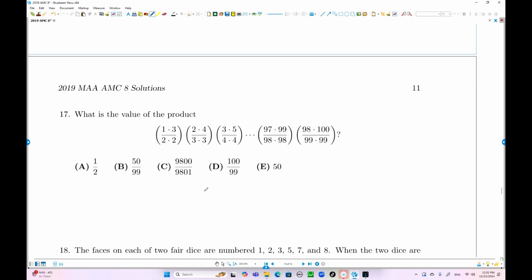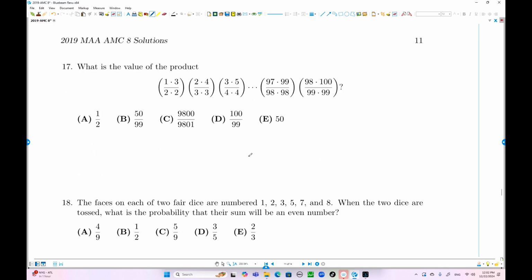Number 16 done. Number 17. What's the value of the product? This is a telescoping product. Okay, check it out. Which numbers are left at the beginning, right? 2 is cancelled out. 3 is cancelled out. 3 is cancelled out. 4 is cancelled out. Still, 1 over 2 is left at the beginning.